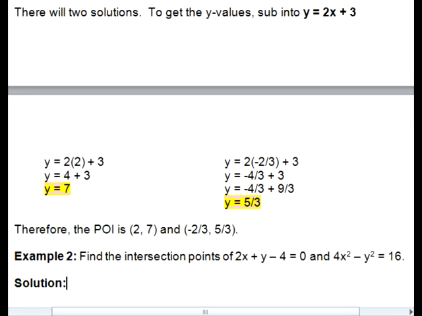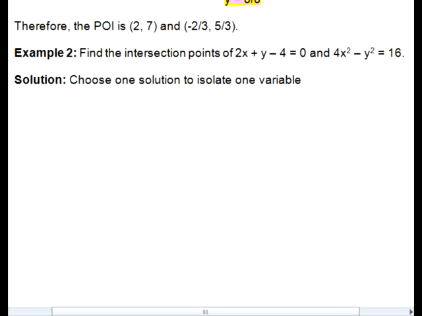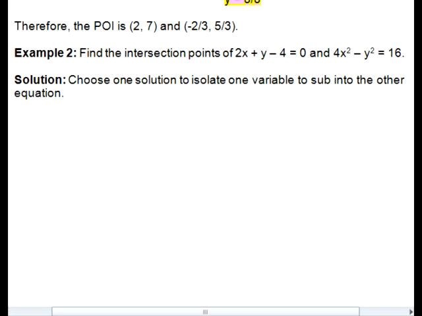Okay, so for my solution, this one looks awful. If you don't mind me using the word awful and math together, this one looks hideous. This is a messy looking equation, and this is a messy looking equation. So what I'm going to do is choose one equation to isolate one variable, to sub into the other equation. Now, you did this a lot in grade 10 at the beginning of the year. I know none of you wrote your final exams, you've forgotten all about this, but that's okay.